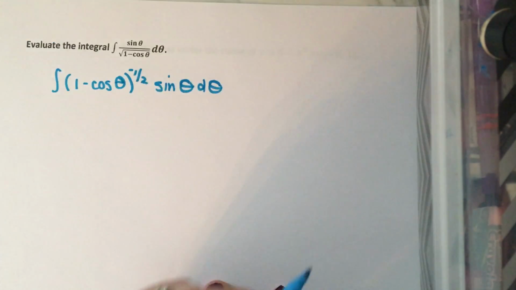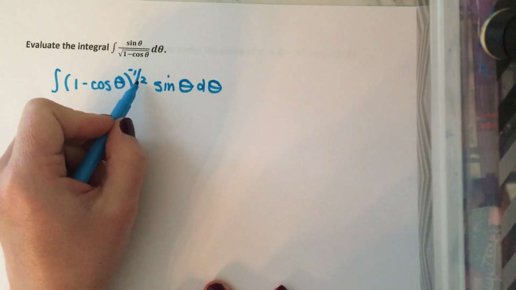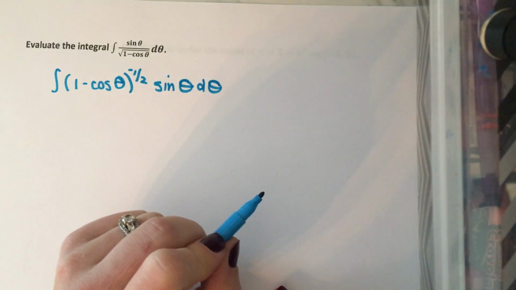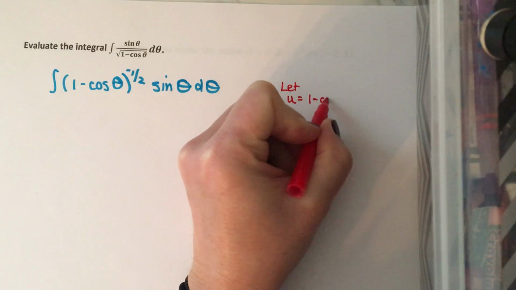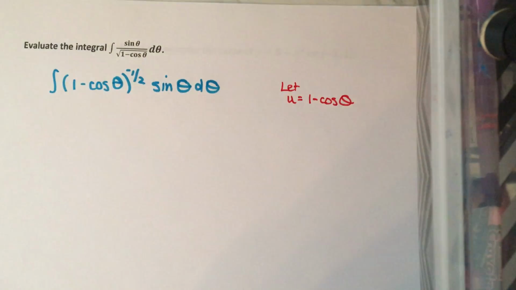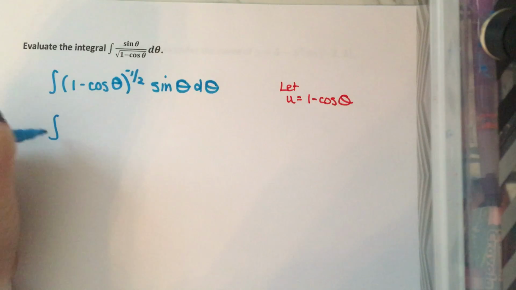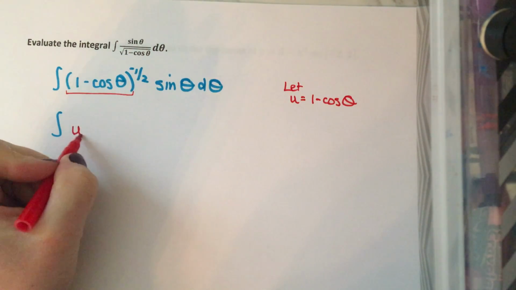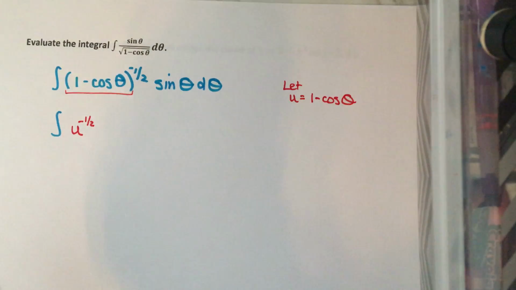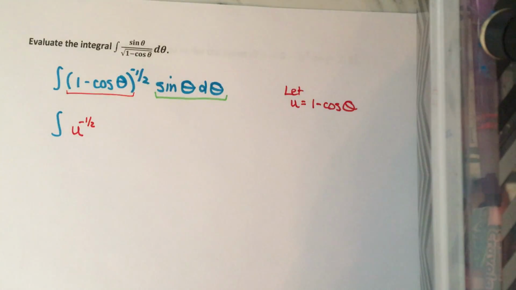This is definitely a problem to me where I cannot get rid of this exponent, so u substitution is going to be necessary. And so I'm going to say, hey, my inner function that I'm going to let u equal, I'm going to let u equal 1 minus cosine of theta. That's going to take care of this part. So that's going to be u to the negative 1/2. But then I'm trying to get rid of sine theta d theta and turn it all into u's.